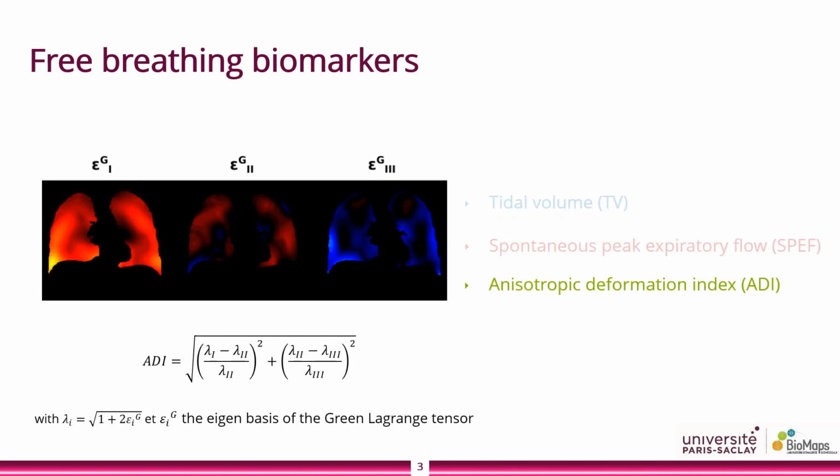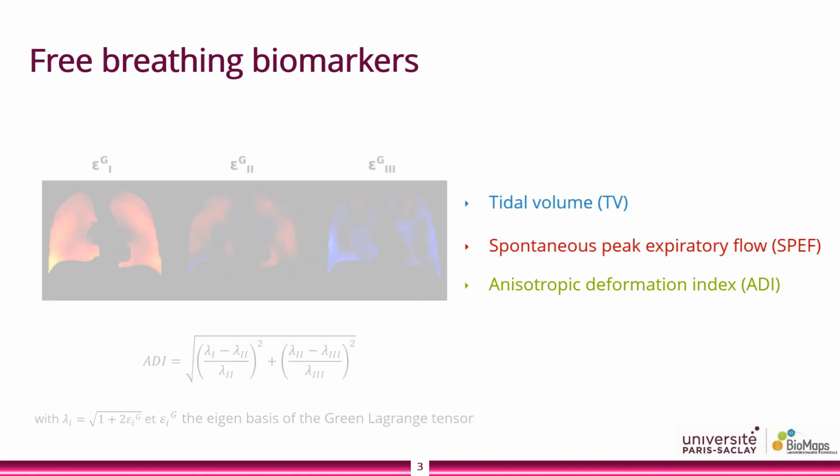We also evaluated the anisotropy index, which reflects another nature of the respiratory mechanics, the anisotropy of its deformations. This parameter is calculated directly from the Green-Lagrange tensor, and these three parameters are evaluated locally for each voxel of the lung. So it's with very small volumes involved. During a respiratory cycle, it is of the order of a microliter of air that is ventilated in each voxel.